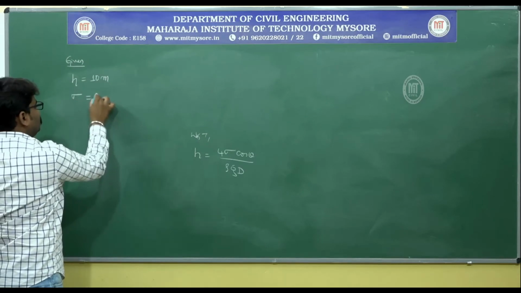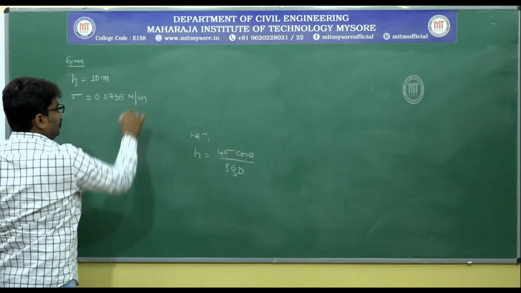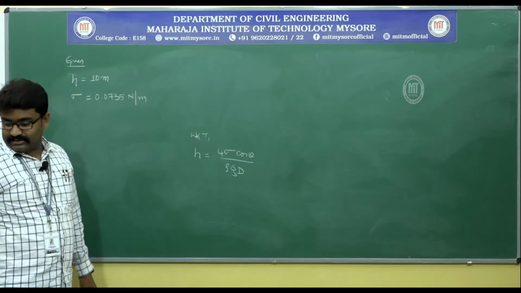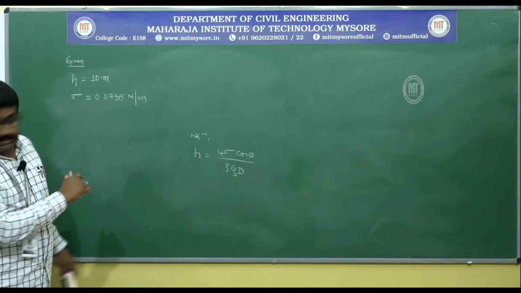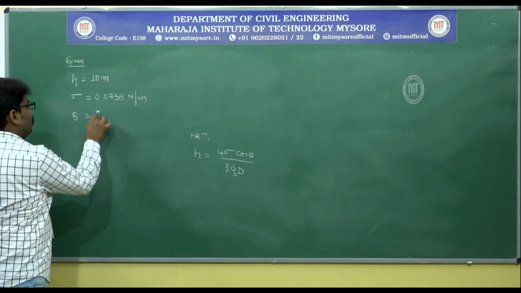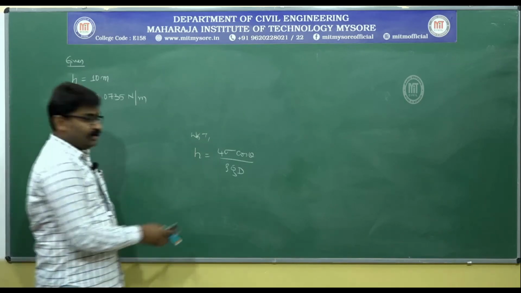Surface tension is equal to 0.0735 Newton per meter. Theta you need to assume as 0, because nothing about it is given. So theta is equal to 0. What needs to be calculated is the diameter of the carrying tube.